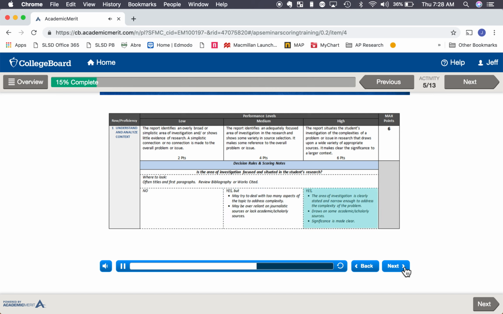If the answer is yes, and the report is sufficiently focused to address complexity, it makes use of academic or primary sources, and the significance to a larger context is made clear, it will score high, or 6 points in this row. Before moving on, it is worth considering some of the instructions on the first page of the rubric and scoring notes.